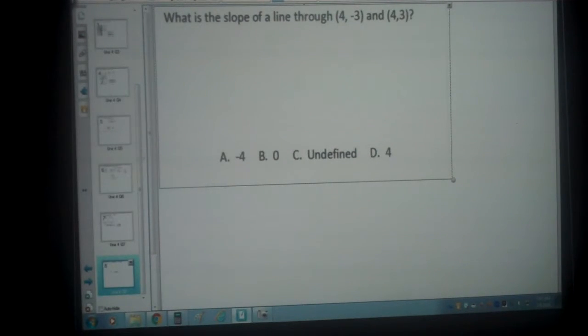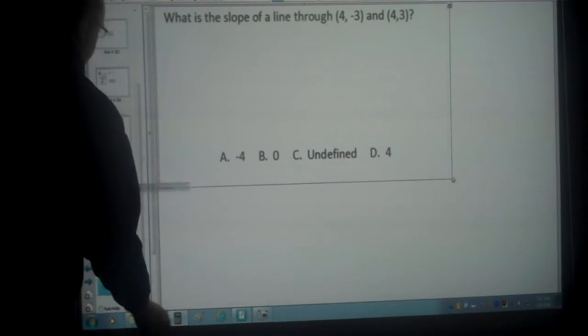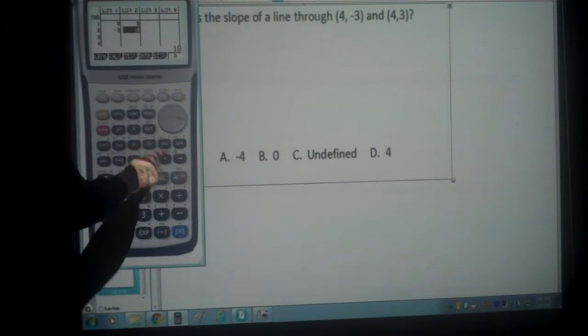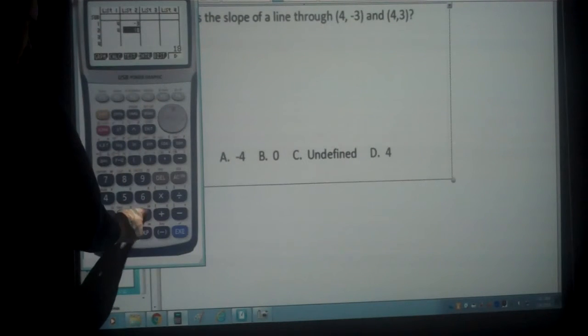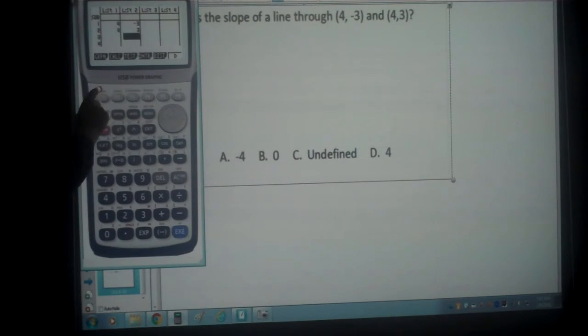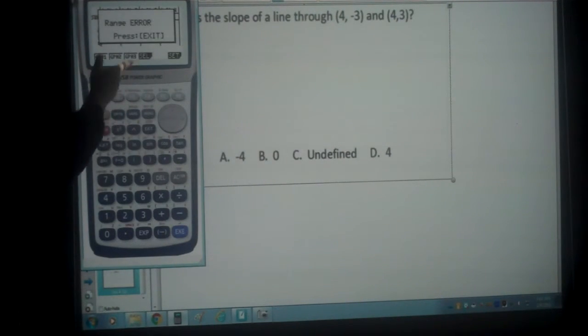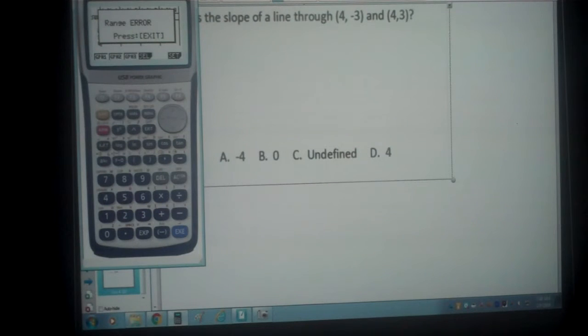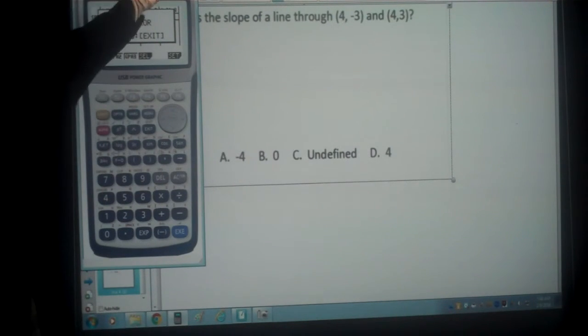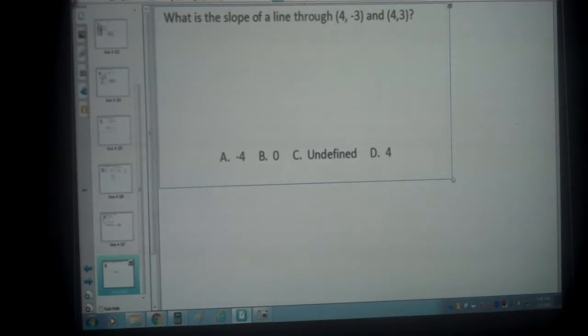Last question. We have another slope question. We can try and enter this one on the calculator, but this one's actually not going to work. So just to show you why that's not going to work, 4 and negative 3, and 4 and 3. And then when I press my options again, graph 1, it says error for this question. So when we get an error, it's one of two things. It's either going to be 0 or it's going to be undefined, and we have to figure out which one it is. So we've got to resort to something slightly different.